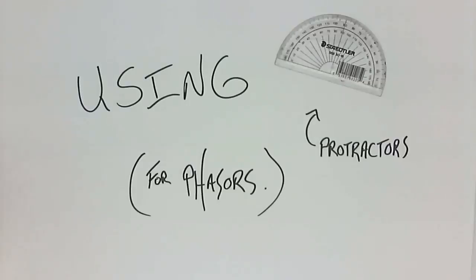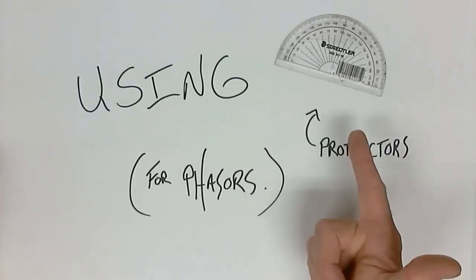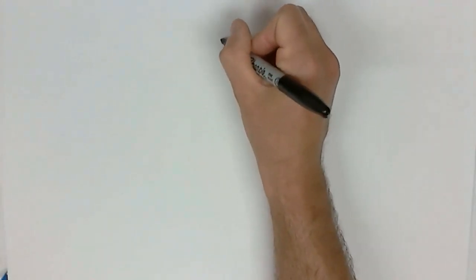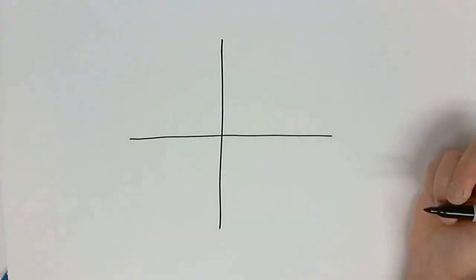Using protractors for phasors. That's a protractor. All right, let's take a look at why we would want to use a protractor. What on earth is the purpose? The purpose is so that we can get something accurate. Okay, so first things first, let's do ourselves a nice Cartesian plane.